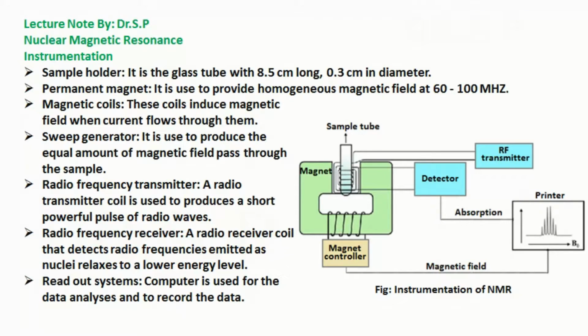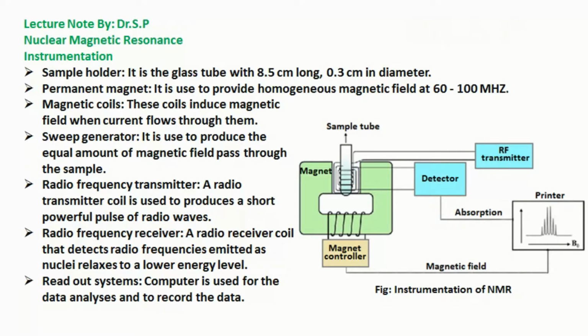Sweep generator is used to produce an equal amount of magnetic field passing through the sample, which is not shown in this figure. Radio frequency transmitter and radio frequency receiver are both used in NMR instrumentation. A radio transmitter coil is used to produce a short powerful pulse of radio waves. A radio receiver coil detects radio frequencies emitted as nuclei relax to a lower energy level.